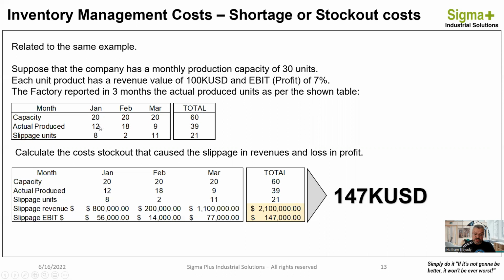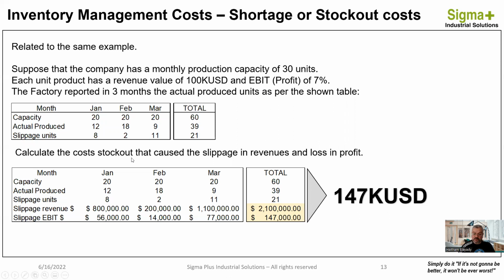So in the month of January, we actually produced 12 out of 20. So we had a slippage of 8 units. In February, we had a slippage of 2 units. And in March, we have a slippage of 11 units, and we have produced 39 units out of 60. Okay, so with a slippage of 21 units to be produced.